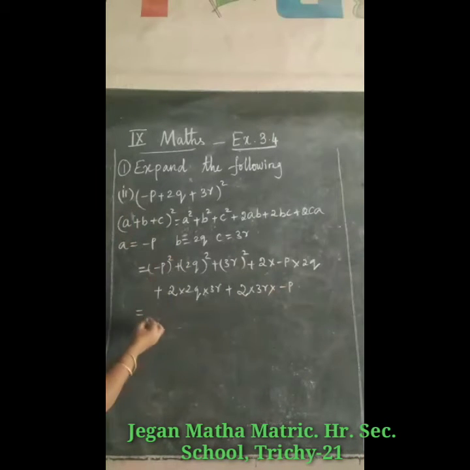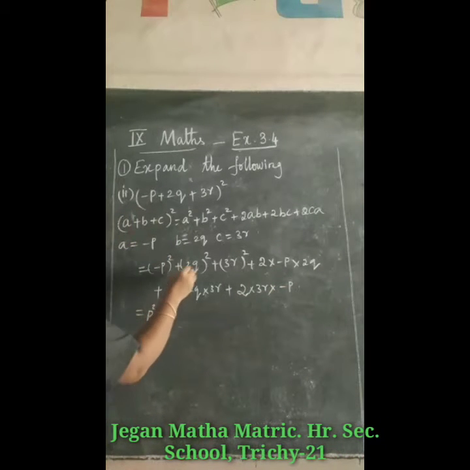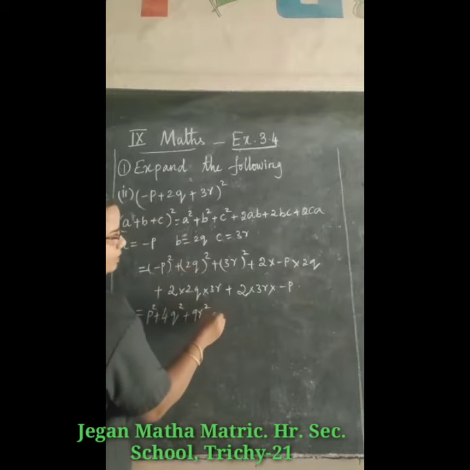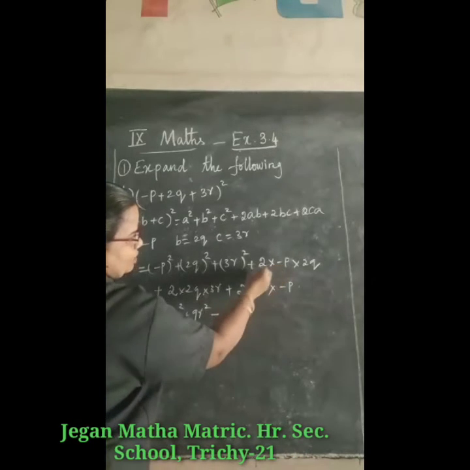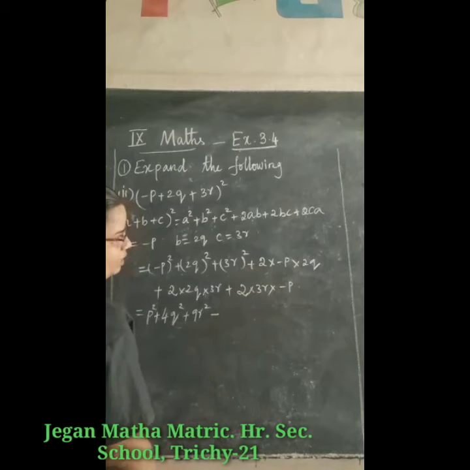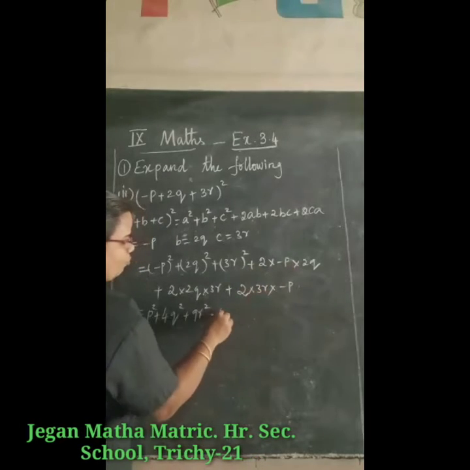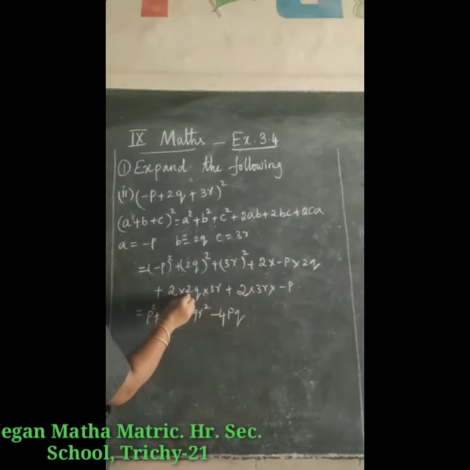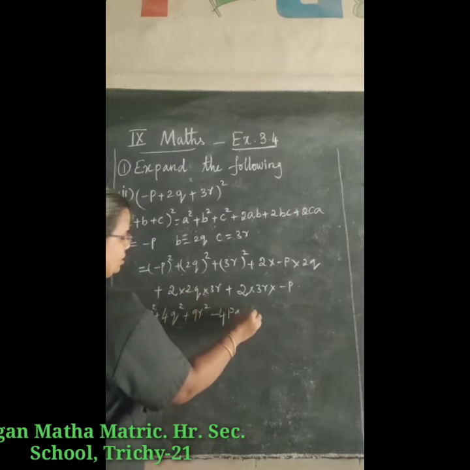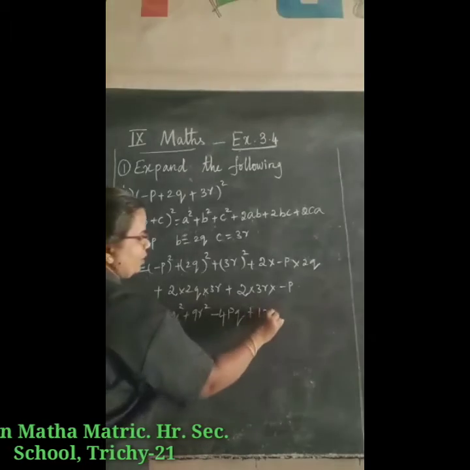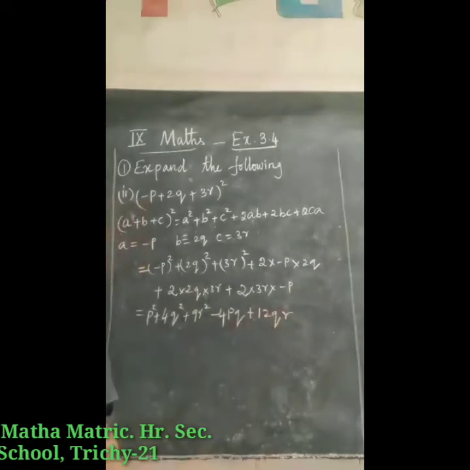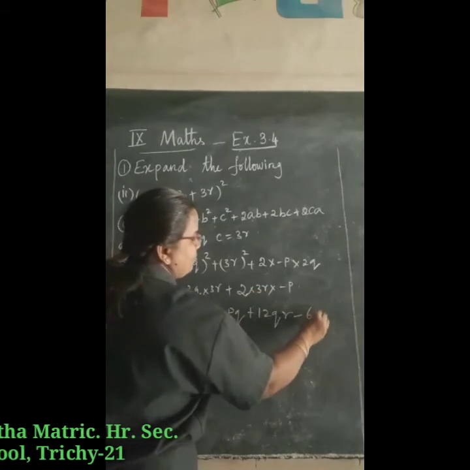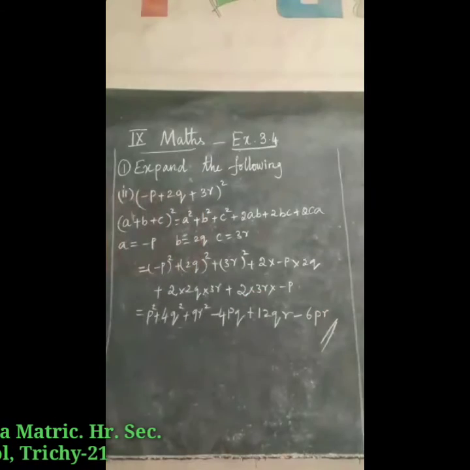Now minus of minus plus, so p square, 2 2s are 4q square, plus 9r square, minus is there. So minus into plus, minus only. So 2 2s are 4, 4pq, and here all the ones are plus. So 2 2s are 4, 4 3s are 12. So plus 12qr, and minus is here. So put minus 3 2s are 6, 6pr is the answer.